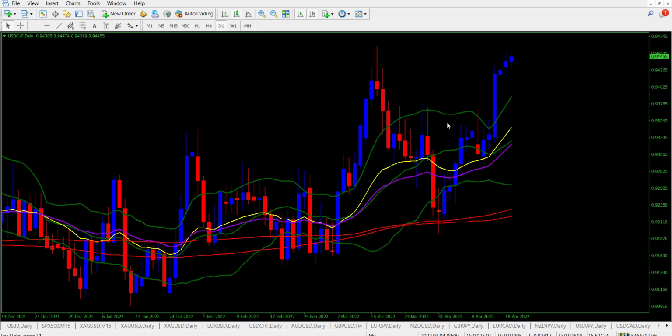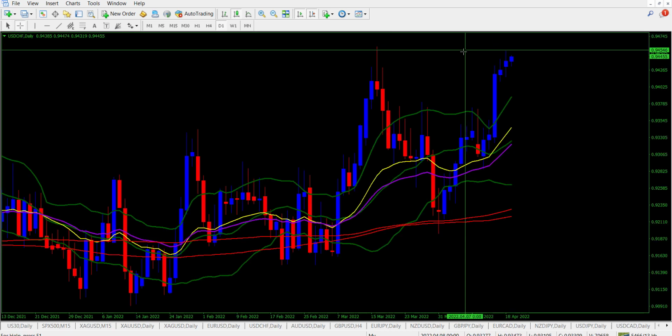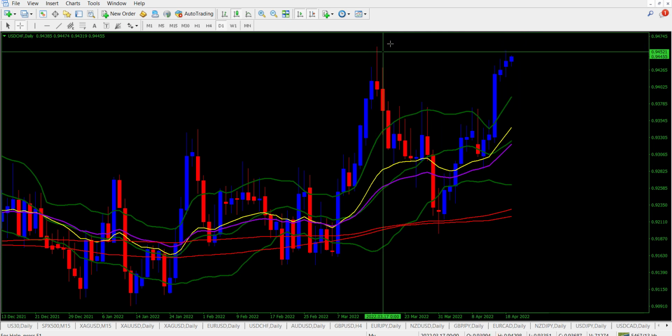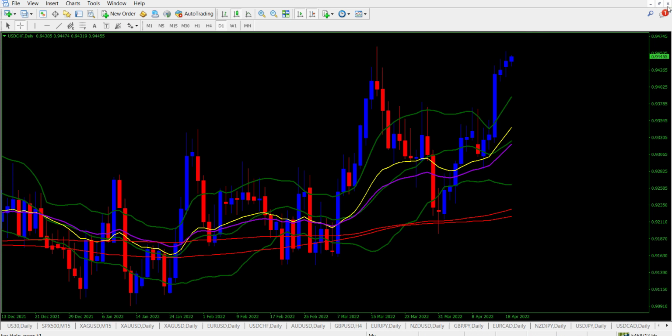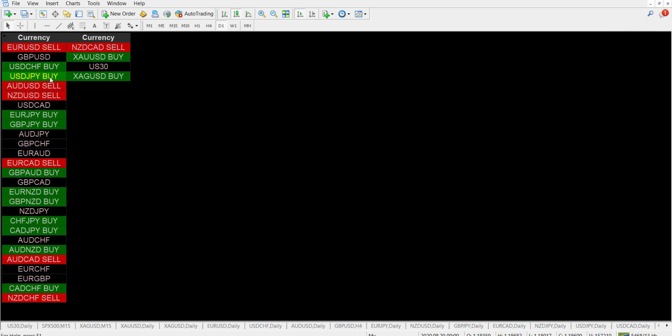The next is USDJPY. Same goes with USDJPY. It is trading around this resistance area, as you can see, and the previous day bar is also not good, so I'll also ignore this pair. I will quickly go through all the pairs so that the video doesn't get too long.